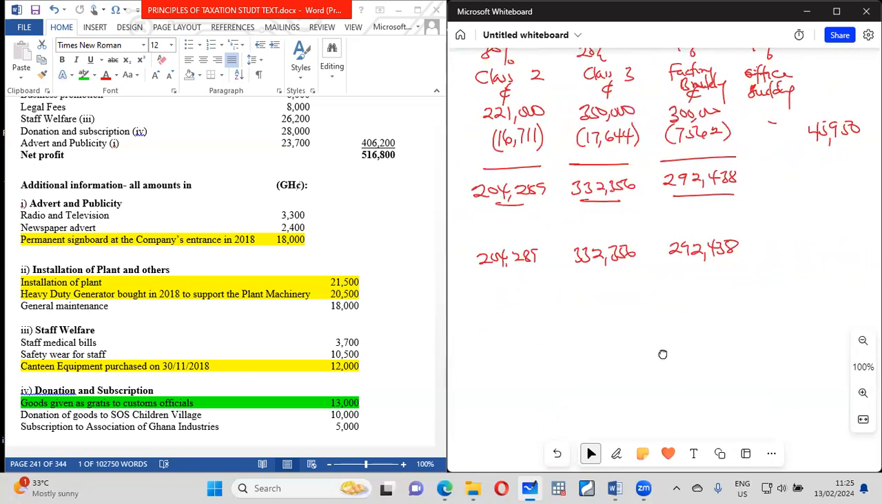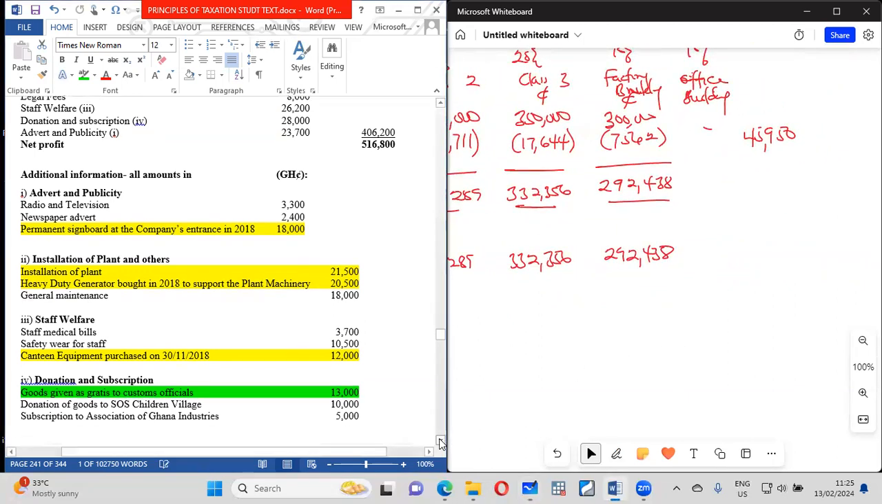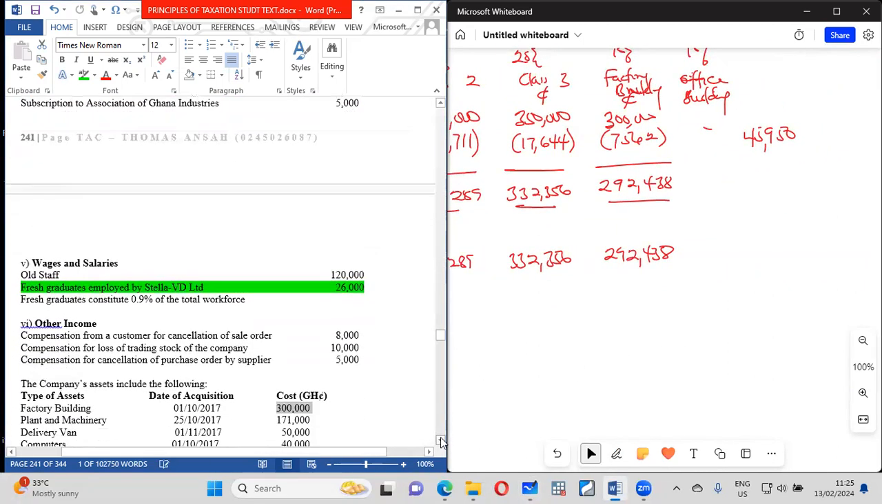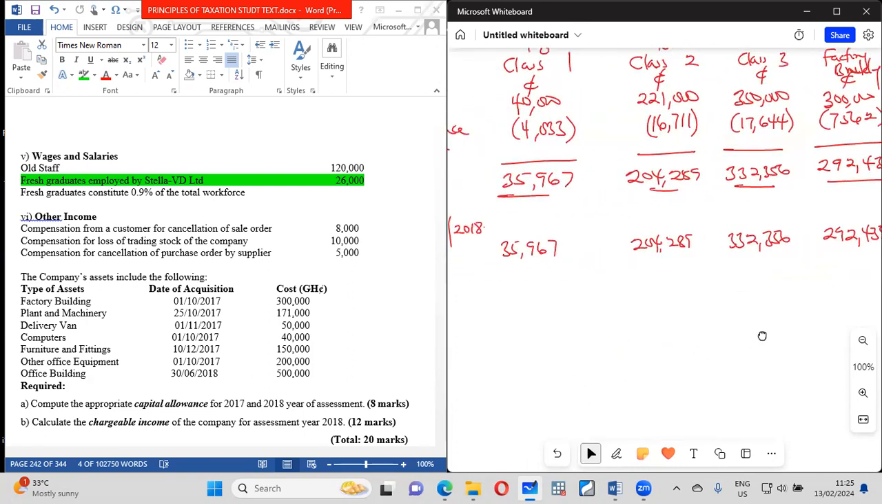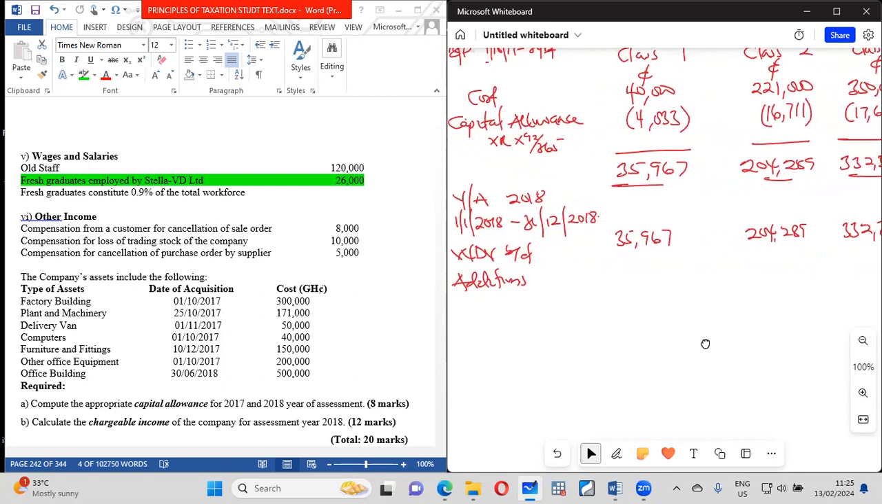First of all, there was an addition of an office building in the year. On this date, they bought this for 500,000. We don't use the days to do any calculation. The date of purchase is irrelevant to us. If you buy an asset even on the last day and use it to produce income, you get full capital allowance for that. Don't worry yourself about the date, but the date the business commences is important.